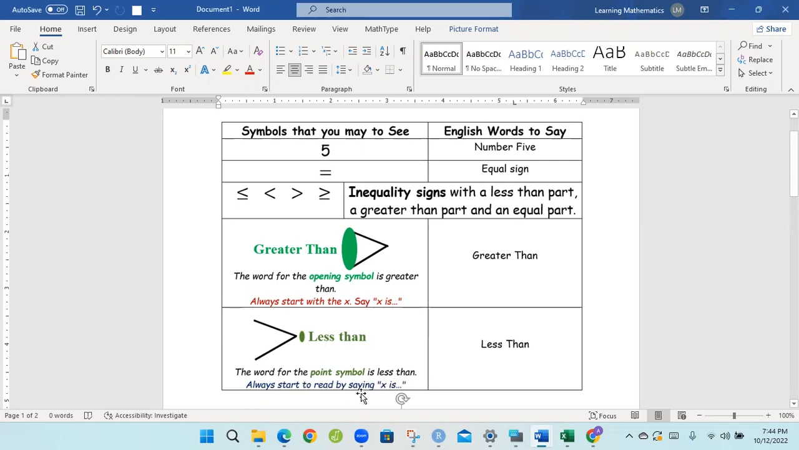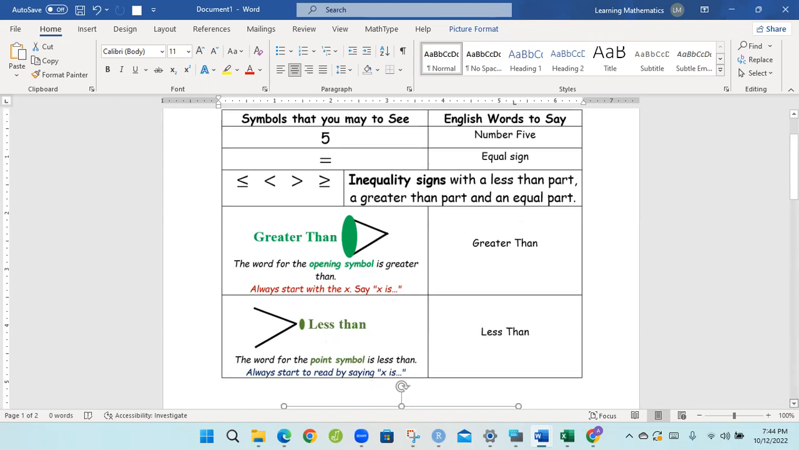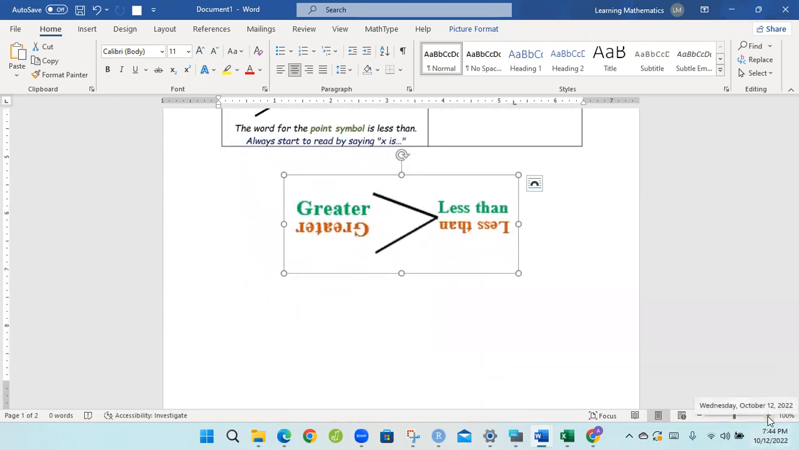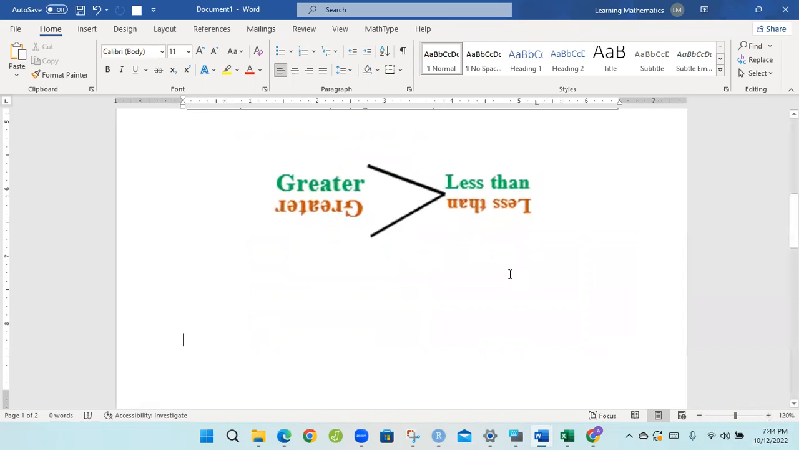Always start to read by saying X is, because X can be on either side of it. So if X is at the point, you say X is less than. If X is at the opening, you say X is greater than. Proof. Here it is. The opening is called greater than, the point is called less than.